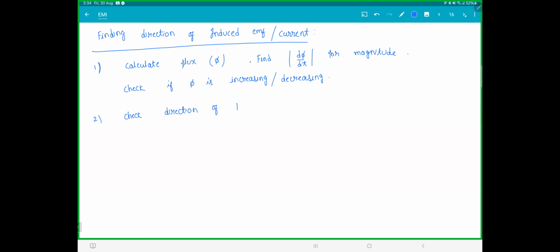Check direction of B external. If flux increases, then B induced is opposite to B external. And if flux is decreasing, B induced is in the same direction as B external. It should support.